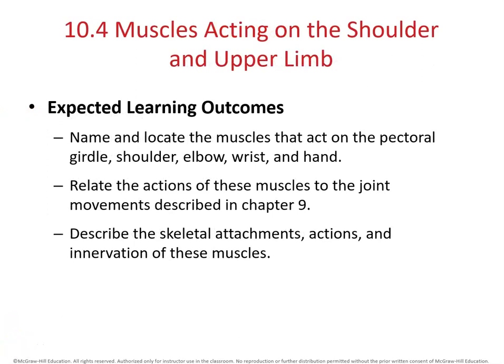And we're finishing up this video with section 10.4, where we're going to be talking about the muscles of the shoulder and the upper limb. So we're going to be talking about the names and locations of the muscles in the pectoral girdle, and then the shoulder, the elbow, the wrist, and the hand. We're going to talk about how those muscles relate to the joint movements that we talked about in chapter 9. And we're going to be talking about the innervation, attachments, and actions of the muscles.